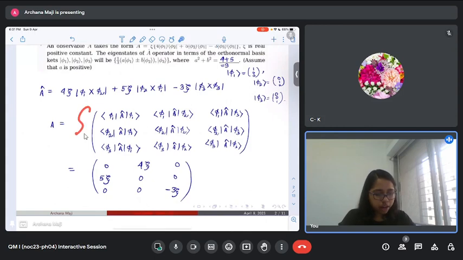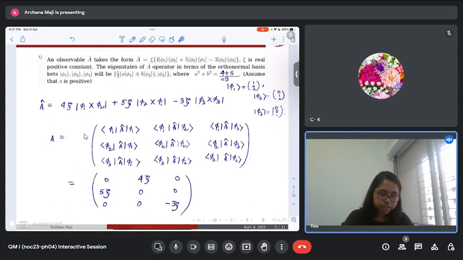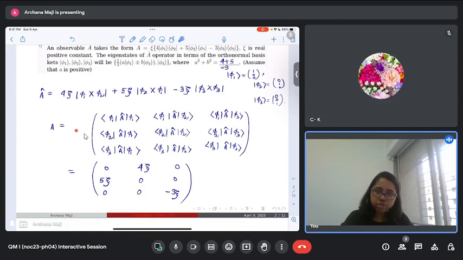So this we did before also. I hope you remember that this is how you need to find out the matrix form of the given operator, and then find out eigenvalues and eigenvectors. Okay, you should remember this. You might need to apply it in your exam.